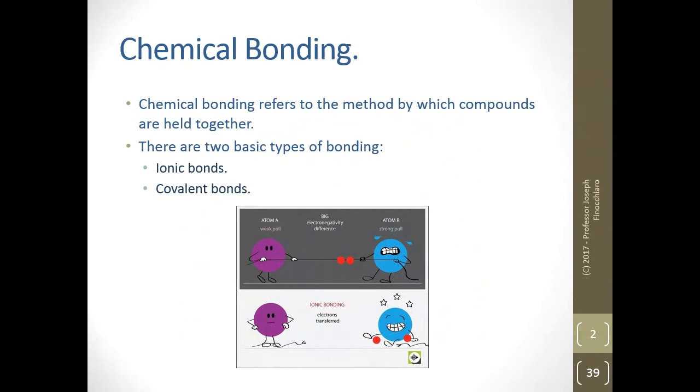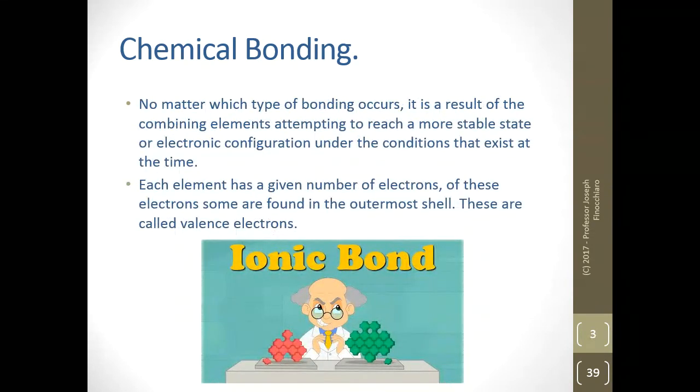Chemical bonding. Chemical bonding refers to methods by which compounds are held together. Two basic types of bonding: ionic bonds and covalent bonds. No matter which type of bonding occurs, it's a result of the combining elements attempting to reach a stable state, or a stable electronic configuration, under the conditions that exist at that time.